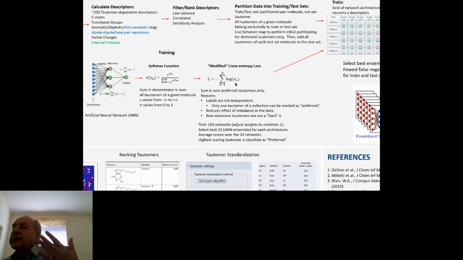That is to say, it equally weights each molecule. So if one molecule has only 2 tautomers and another molecule, in some examples, has over 100 tautomers, those 2 molecules weight equally rather than giving a lot of weight to the molecule with, let's say, 100 tautomers versus 2.